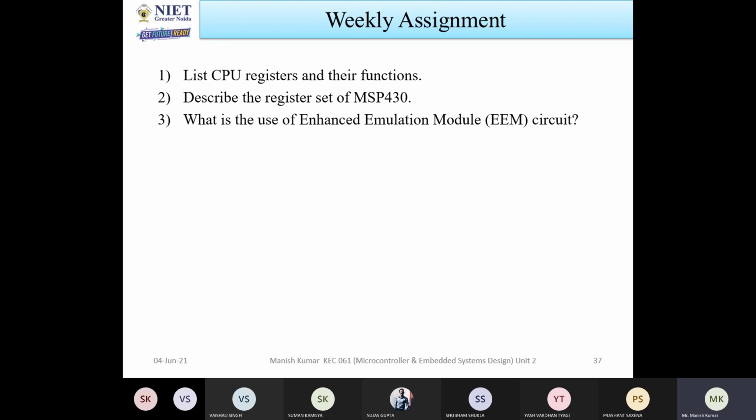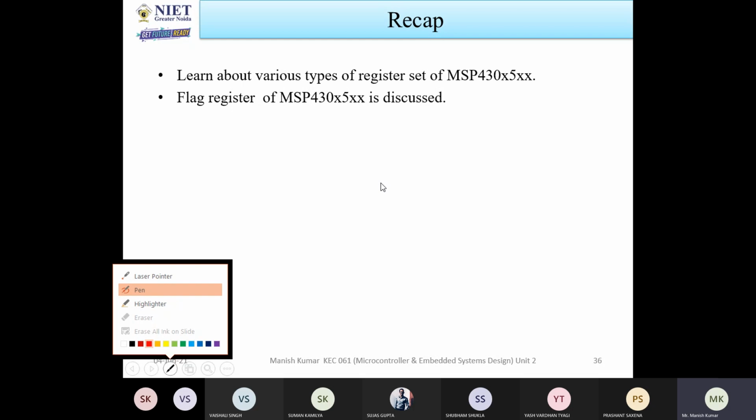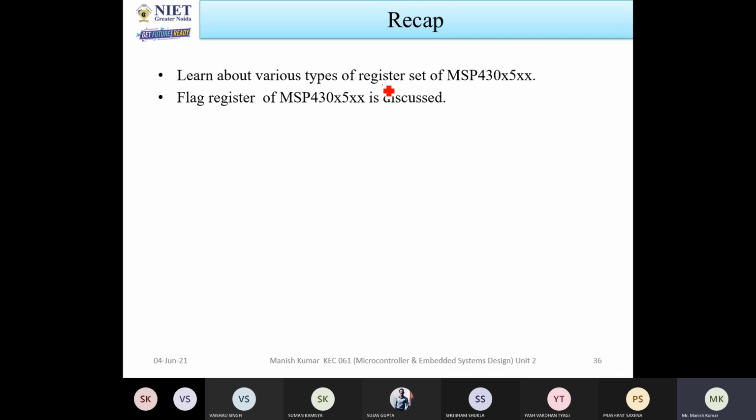So in the last lectures, I discussed the register set of MSP 430, the register set of MSP 430x5x, and also the flag registers of MSP 430x5x. I also discussed the on-chip peripherals, such as the ADC and DAC. There are several pins available, and with the help of those pins you can interface input devices or output devices.